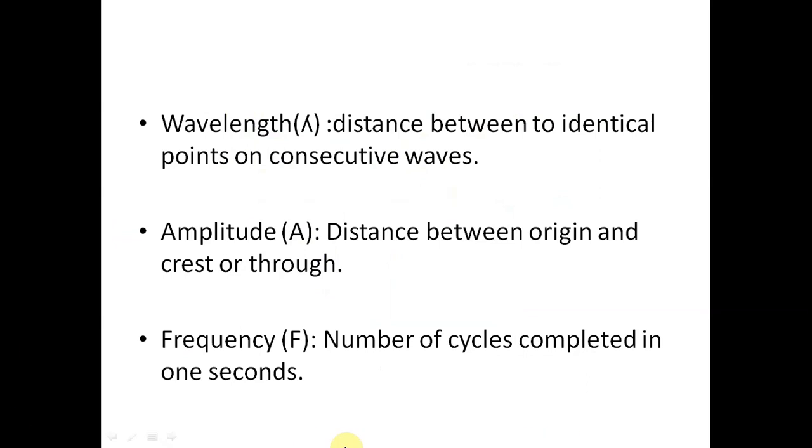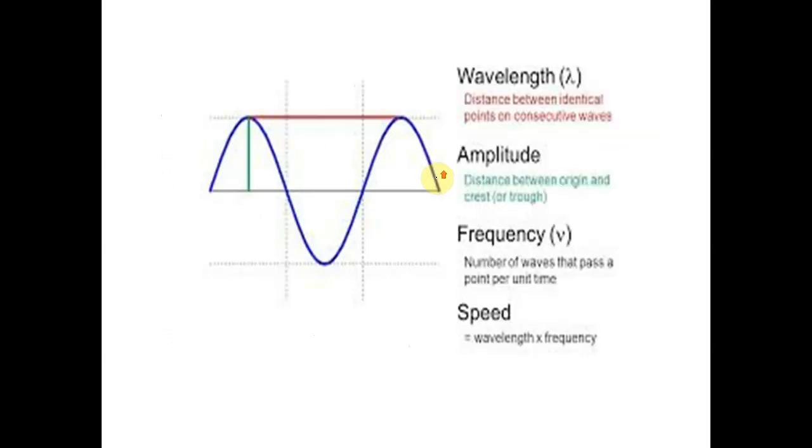Now look at the first definition, wavelength. Wavelength is denoted by lambda. And what is the definition of lambda? Distance between two identical points on consecutive waves. See here, distance between two identical points. This is an identical point, this is an identical point. The distance between two identical points on consecutive waves is called the wavelength.